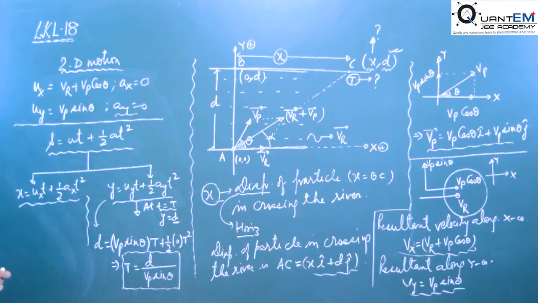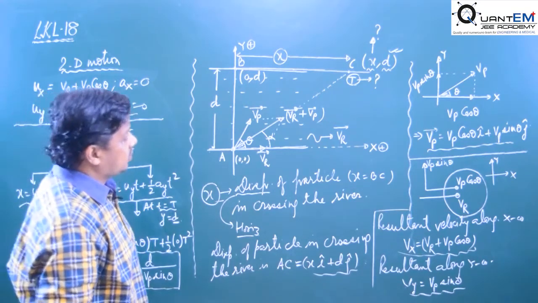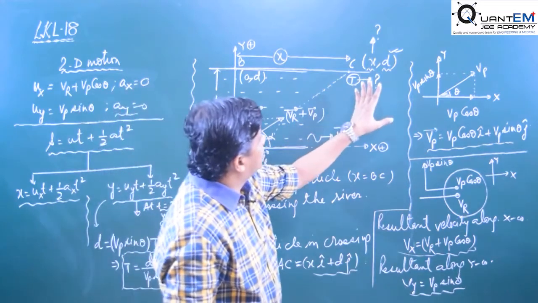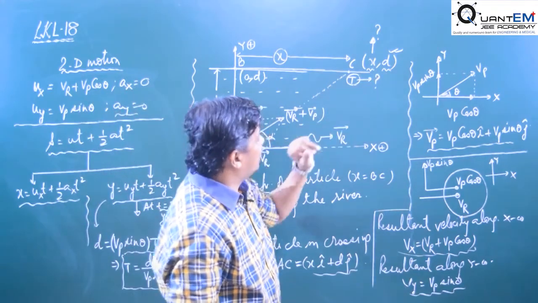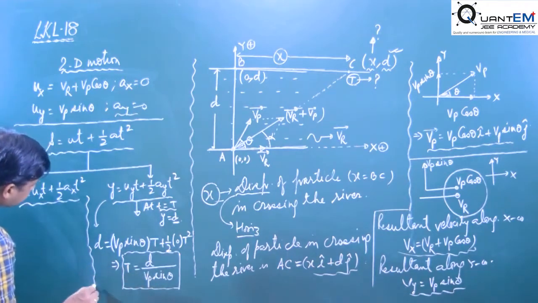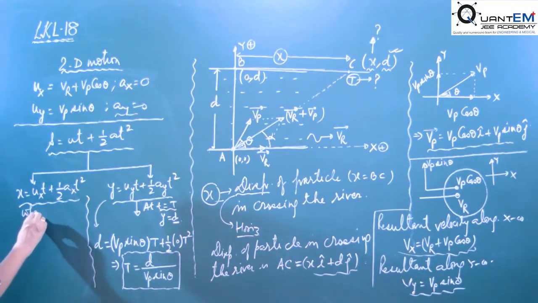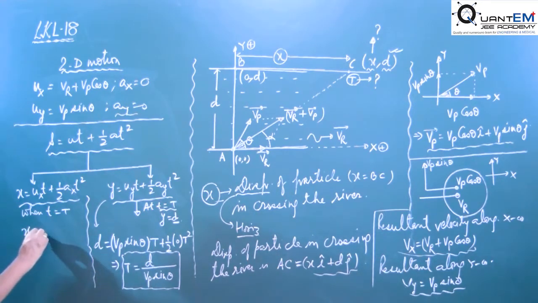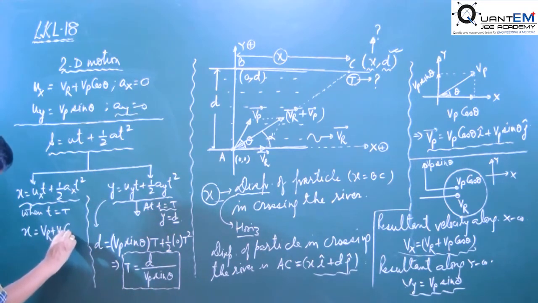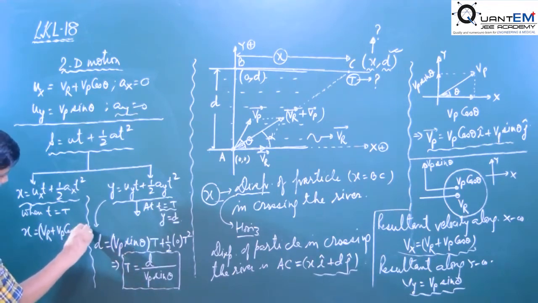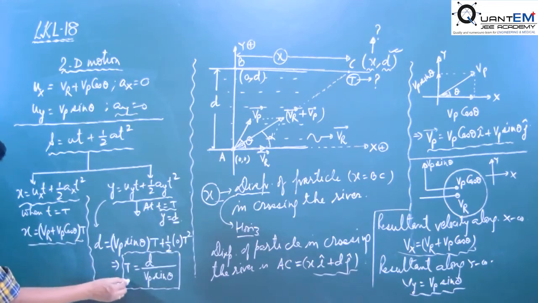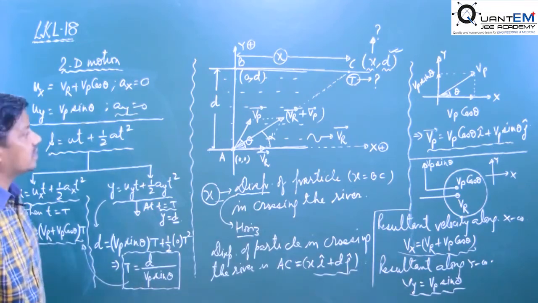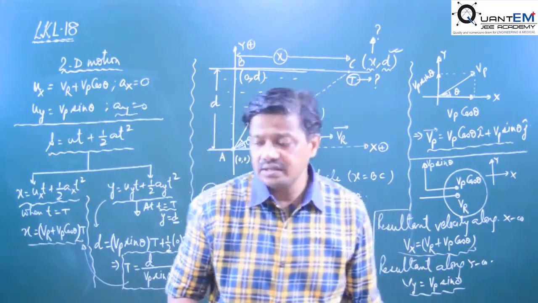Okay. Now we have to get what? The distance, the horizontal displacement in crossing the river. Time we have known. Now we have to find the value of x. Now see, when t is equal to t, which we have found, x will be equal to, what is the value of ux? That is Vr plus Vp cos theta, and into what? Time t. Now putting the value of t here, we'll get the result of the horizontal displacement of the particle in crossing the river.